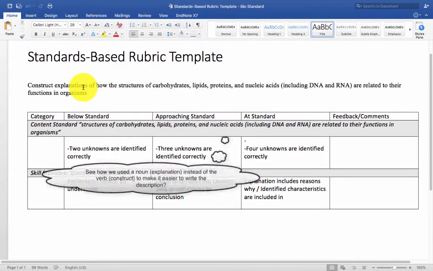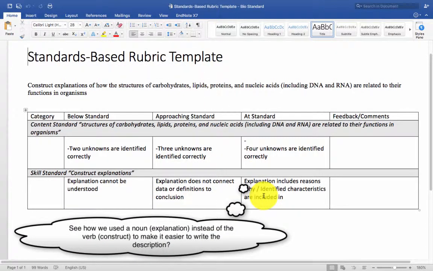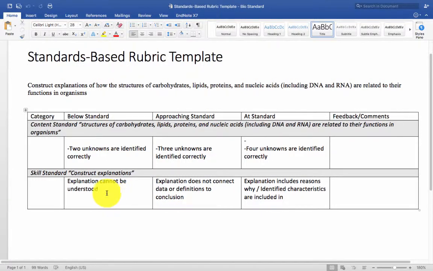So what are some other words for explain? Well, we decided that a good explanation includes reasons why those characteristics are included. And then we went back and said that good explanations need to be understood. So the reverse would be that the explanation cannot be understood. We filled things in from there.